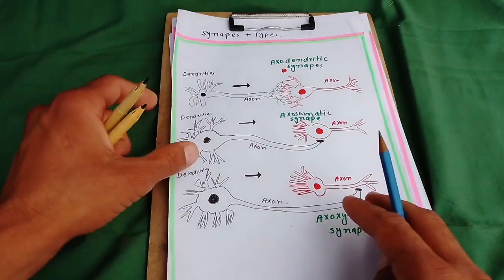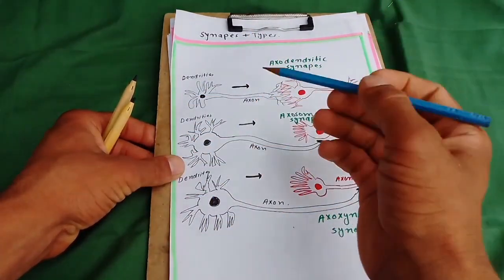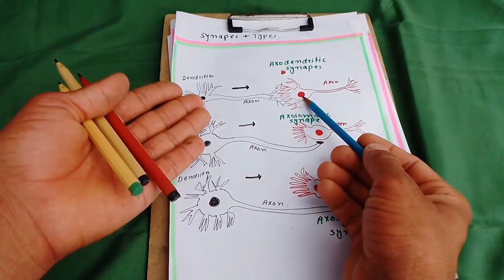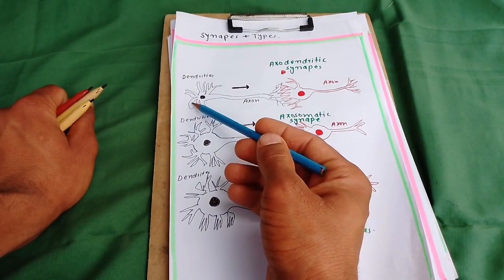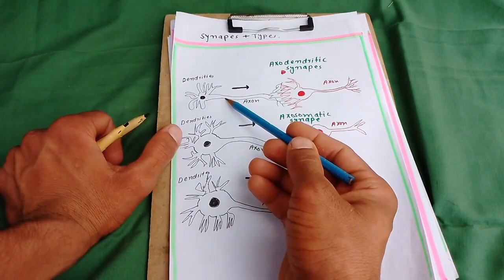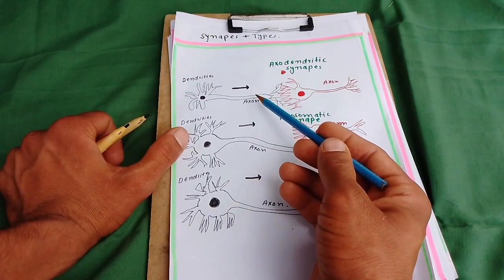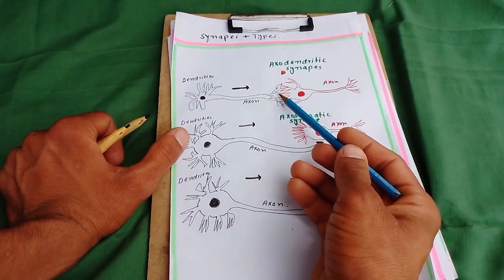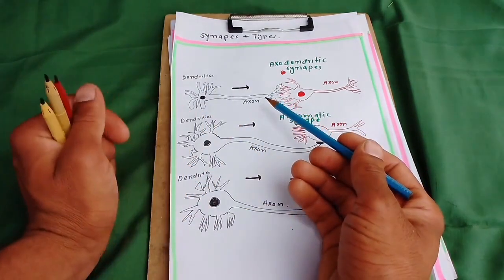The main function of the synapse is to produce effect on another cell. So this is neuron cell number 1, this is neuron cell number 2. When I stimulate this area, then action potential is produced here, and the action potential goes forward. When action potential is transmitted from this neuron to another neuron, it is transmitted with the help of the synapse, with the help of a junction. So synapse is the transmitting junction between two neurons.